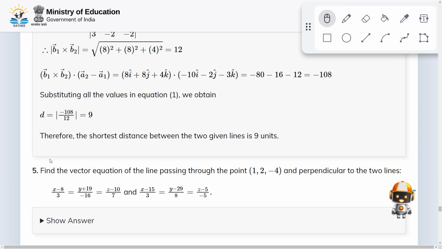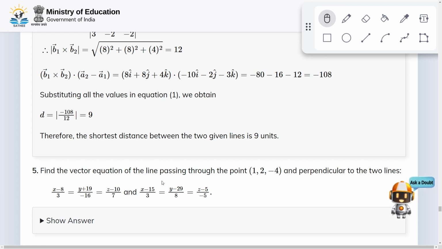Okay. So the last problem of this miscellaneous exercise says to find the vector equation of the line passing through the point 1, 2, minus 4, where the line is perpendicular to the two lines given to you in Cartesian form, one is this, another is this. I'm hoping you will try this question on your own. I'm not going to show the solution, and I'm not giving you any hint as we have already seen such problems. So it's time to evaluate yourself. Please try it. So this is it for the miscellaneous exercise.